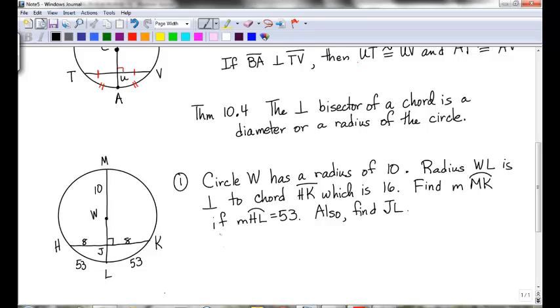I can do it more than one way, right? 180 minus 53. Yeah, I have enough to do 180. Shorten it down. 180 minus 53. Okay, and I get what? 127? And that's the measure of arc MK. So there's one answer. Now I need JL.